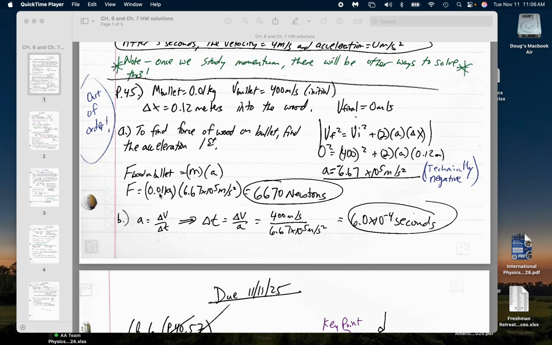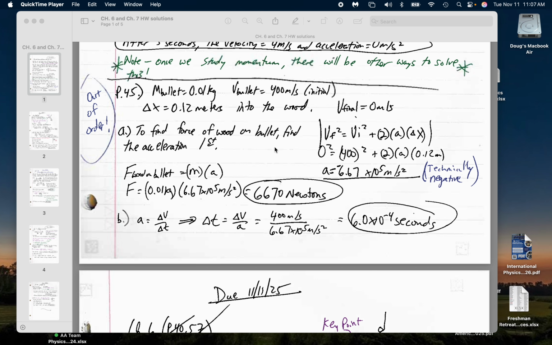So the mass is 0.01 kilograms. The acceleration I get by using a kinematics formula. So the magnitude of acceleration is 6.67 times 10 to the 5th meters per second squared. Technically it's negative, but I'm not really interested in that. I'm really interested in the magnitude of the force, or the acceleration multiplied by that mass. That gives me 6,670 newtons of average force.